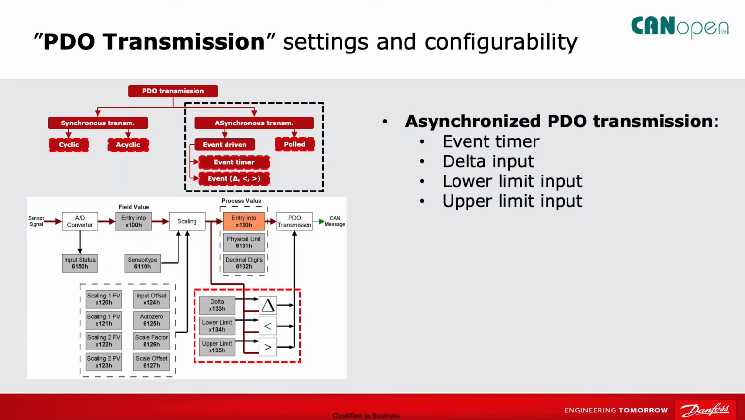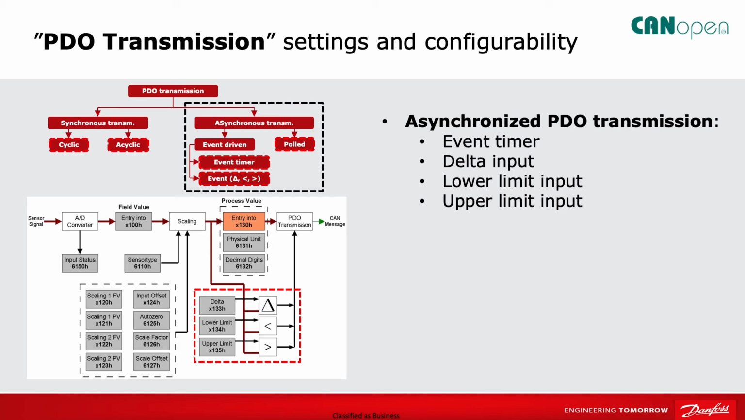Asynchronous PDO transmission is an event-driven process. This means the transmission will happen every time a specific event is fulfilled. In our case, we have 4 different events we can decide to let the sensor act upon. The first one is an event timer. This is a timer you can set, for instance, to 100 milliseconds, and then every time this timer times out, so every 100 milliseconds, a PDO will be transmitted.